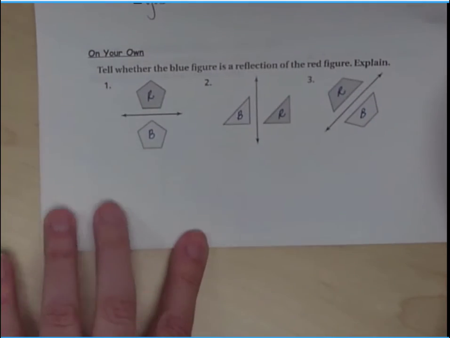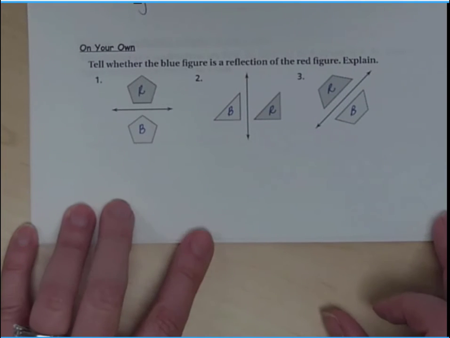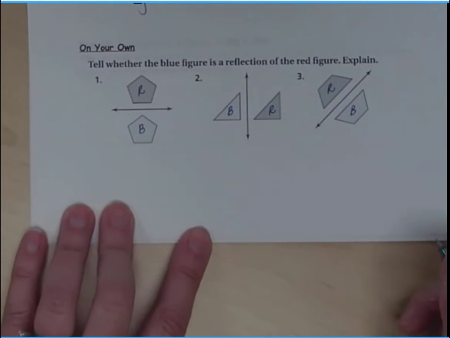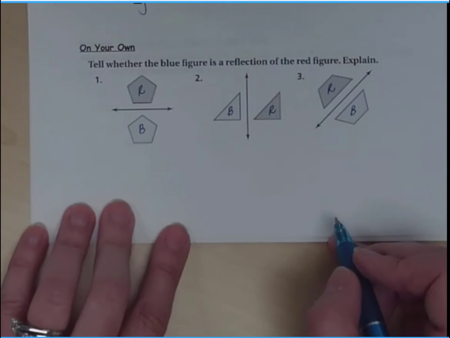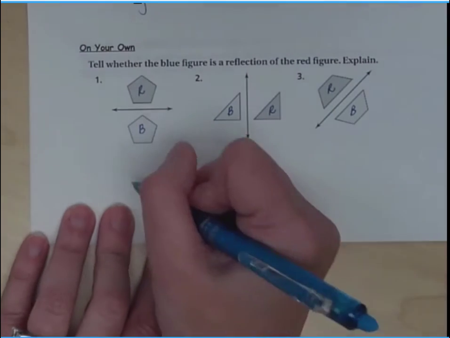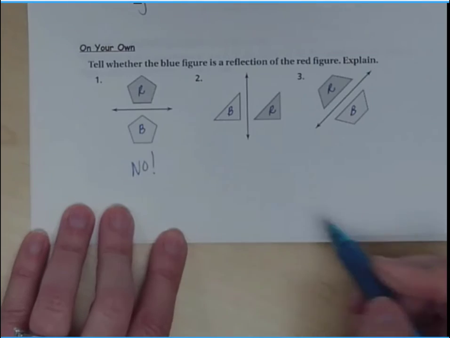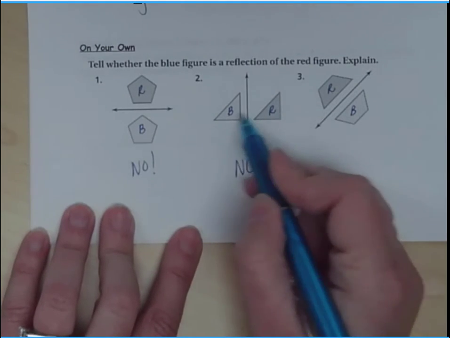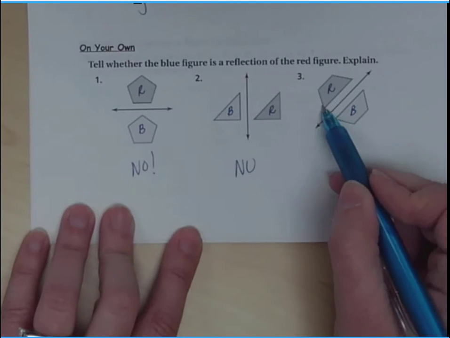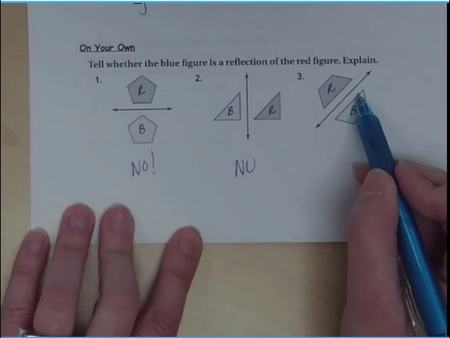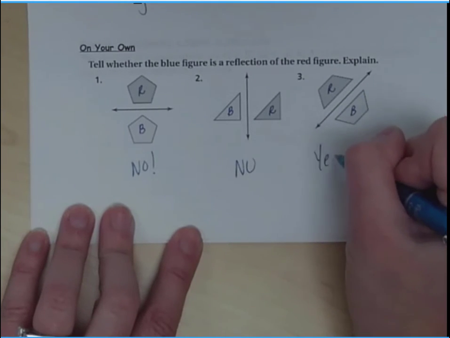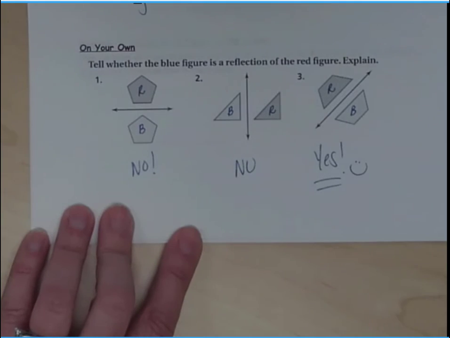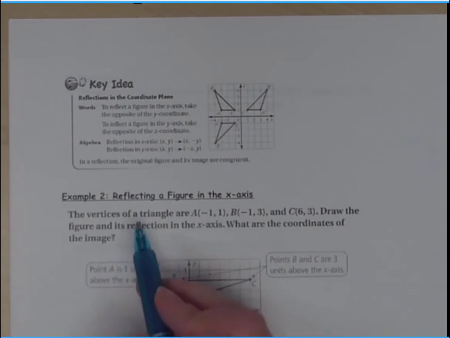So on your own, 1, 2, and 3, tell us which one of these is a reflection. Hit pause and play when you're ready. All right, so this one was a no. That's a slide. This one also is a slide, as where here, these are a reflection.